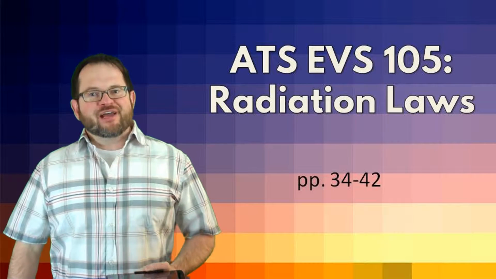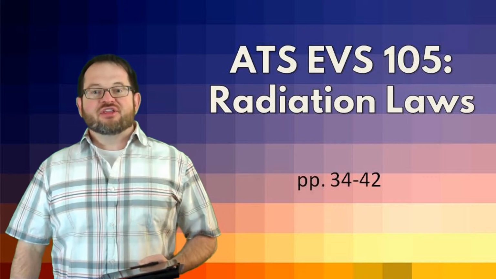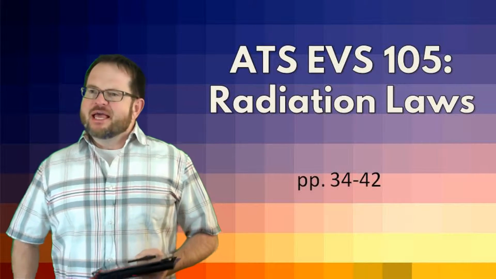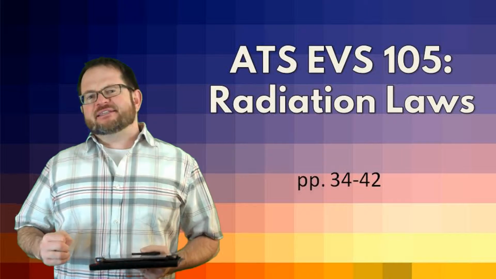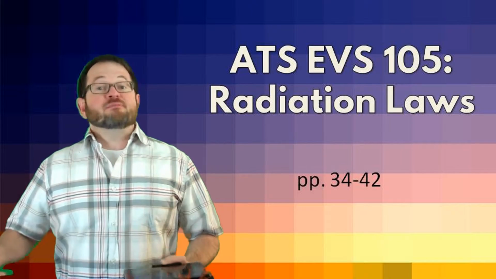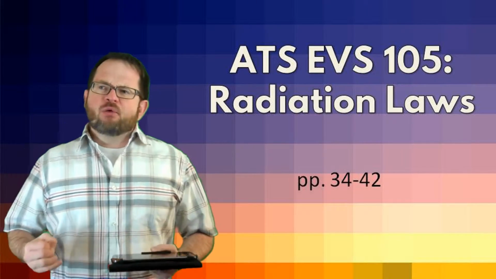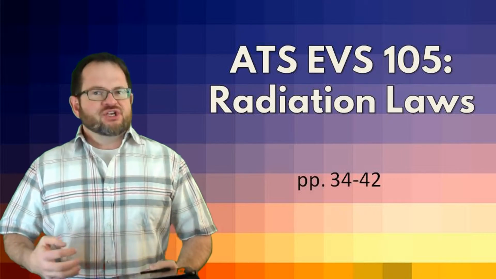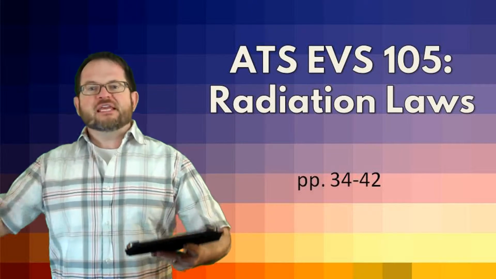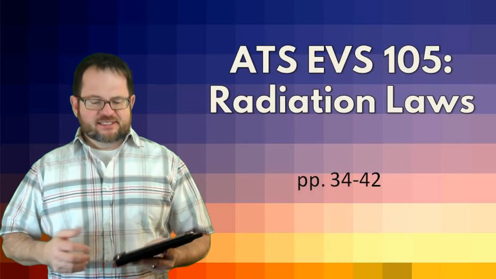ATS EVS 105 students, we're ready to start taking on the third module of this course. In this module, we're going to be talking about some of the basics of the physics of climate. What determines the climate of an area? In particular, we're going to be talking about radiation and the movement of heat through the atmosphere and through the climate system and so on.